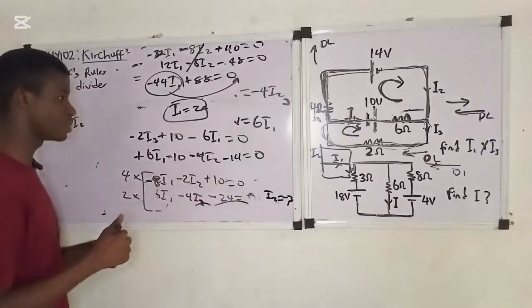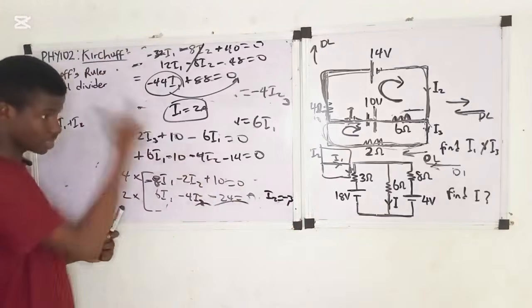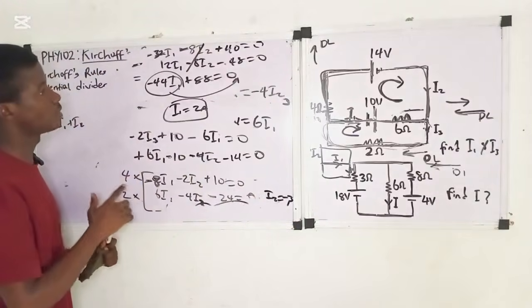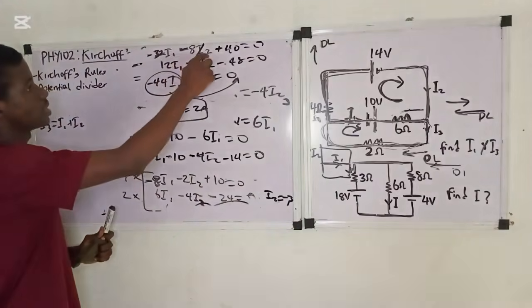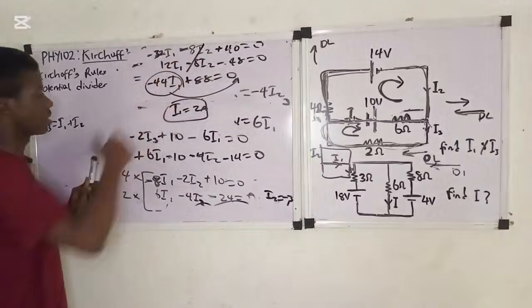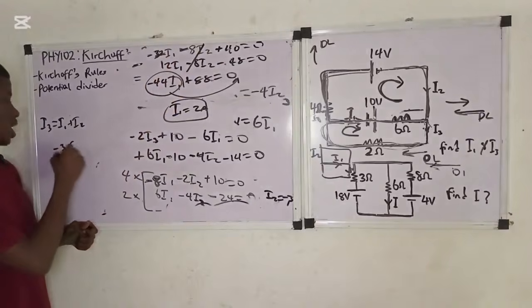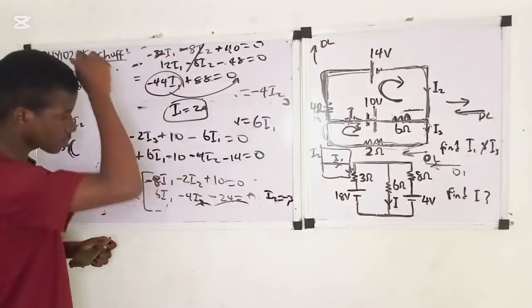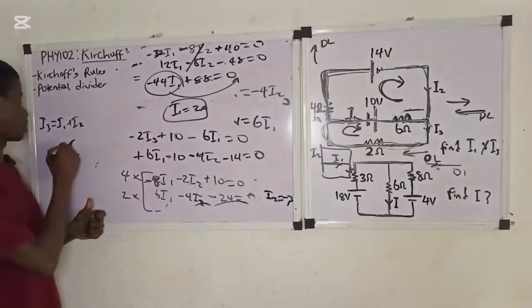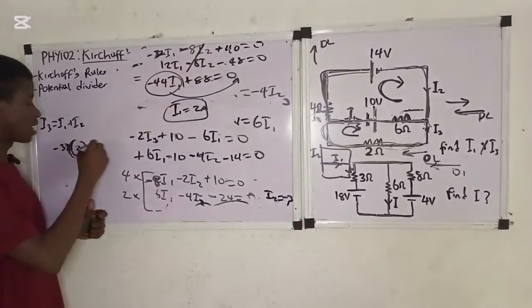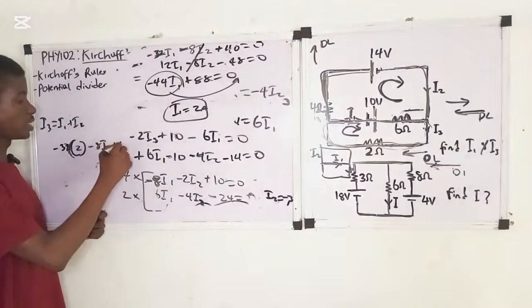Okay, let me check. Let me use another one again, to see if we have minus 3. Which one to use now? Let's use this one that still contains I2 and I1. So minus 32 I1. I1 is 2, right? So minus 32 I1 is 2, then minus 8 I2, then plus 40 is equal to 0.